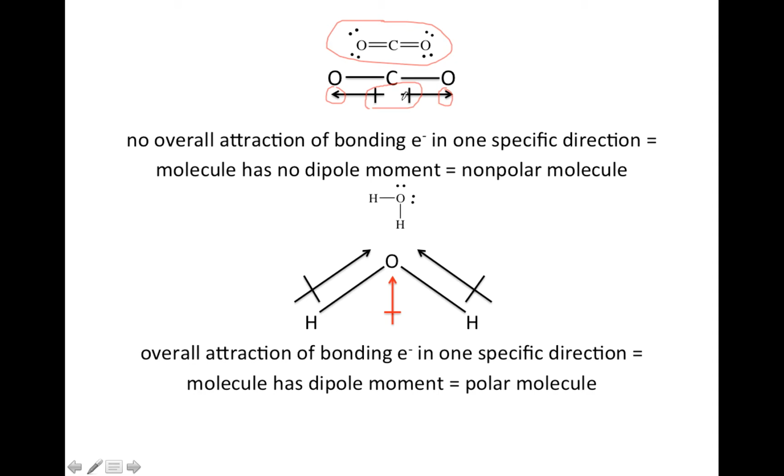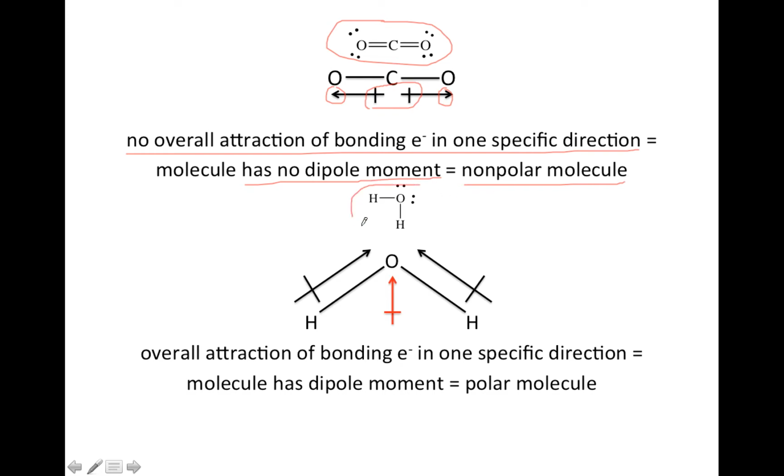However, even though you have both polar covalent bonds, there's no overall attraction of the electrons in one specific direction. You can't say that they're more attracted to the left or the right or towards the one oxygen or the other. So because there's no overall attraction of electrons in a specific direction, you would say the molecule has no dipole moment, or you could use the adjective that the molecule is nonpolar.